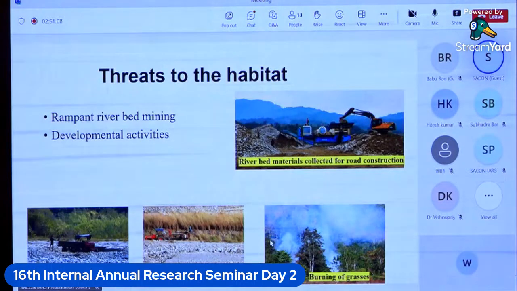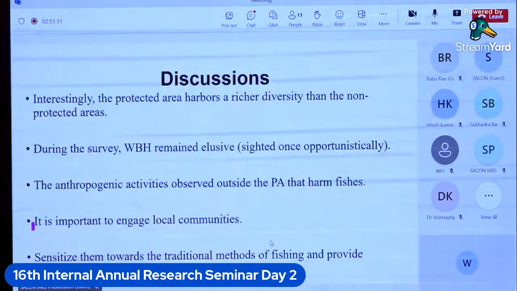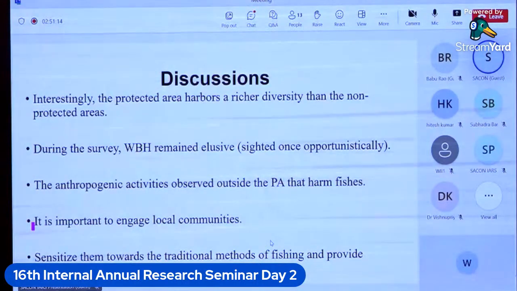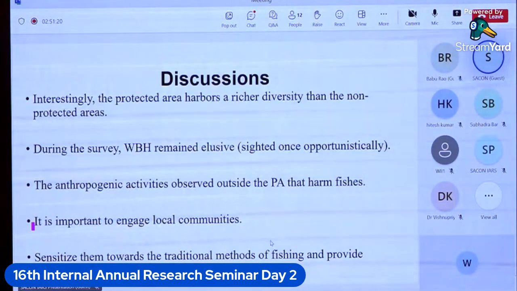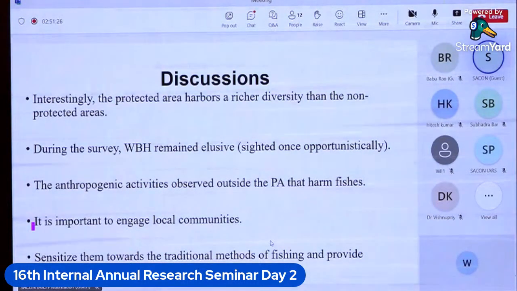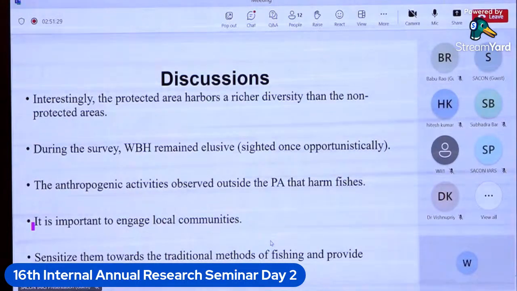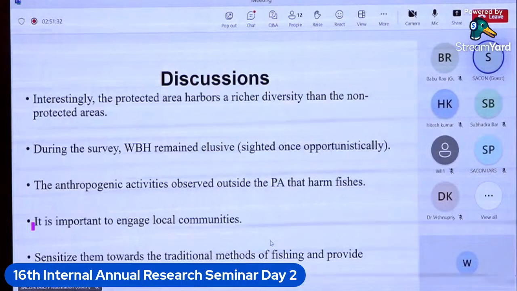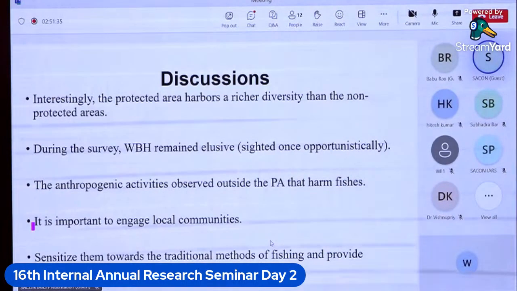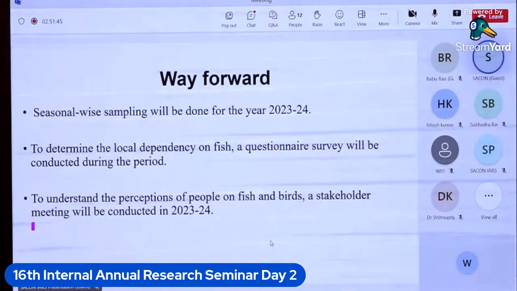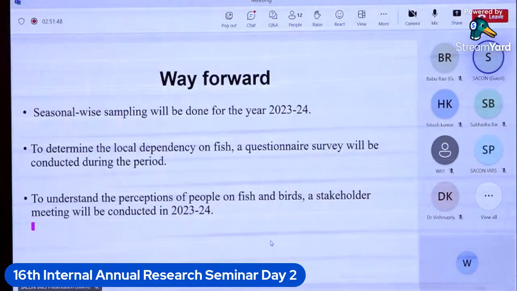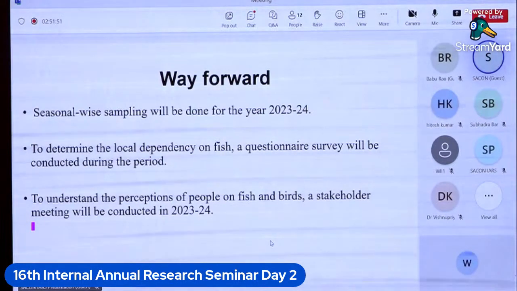It is mostly protected area. Interestingly, we got more species inside the protected area than the outside. And during the survey, we recorded only one mahseer, the first record for this area. So it is important to engage the local communities and sensitize them towards traditional fishing to conserve both fishes and mahseer around this area. As a way forward, seasonal sampling will be done from here, and a survey to understand the perception of fish and birds will be conducted in the upcoming period.